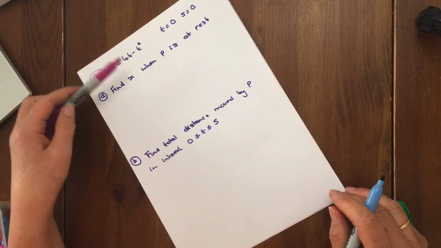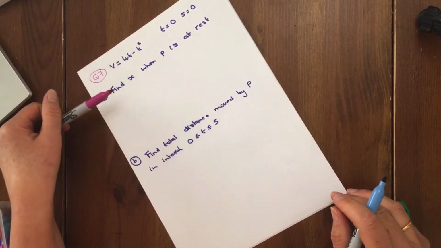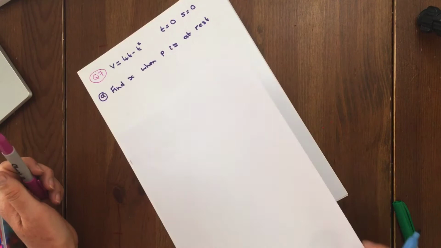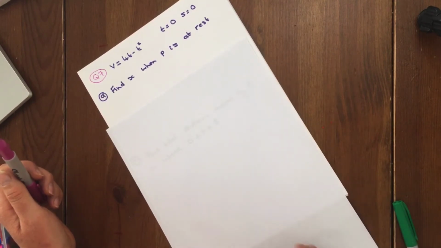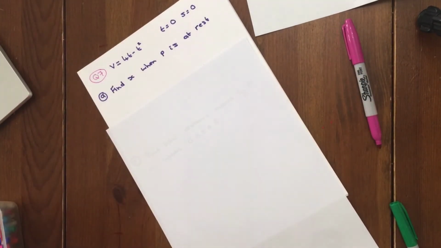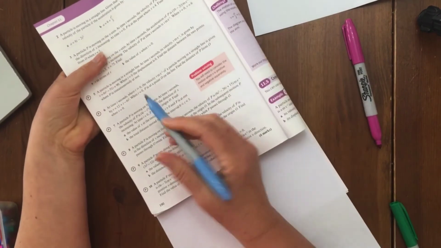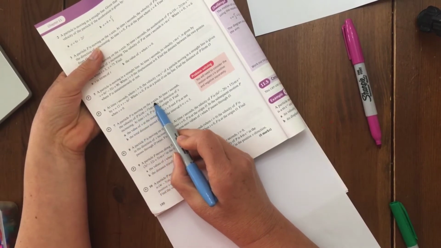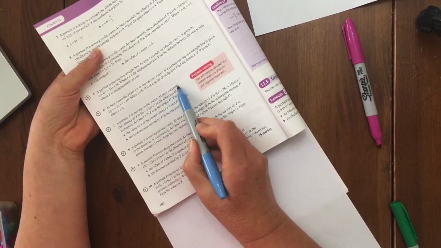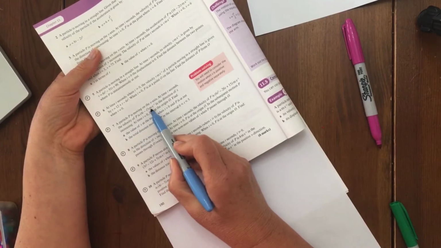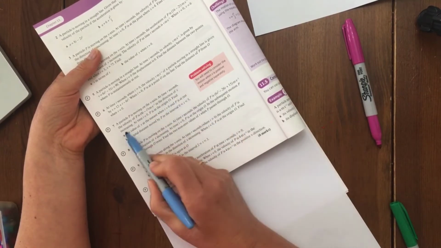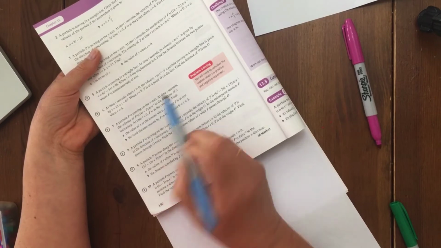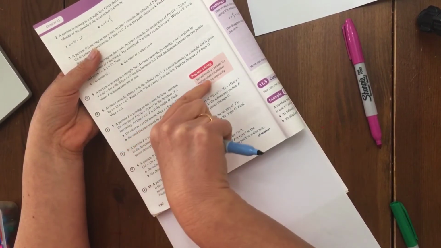I'm going to look at a harder question now, question 7. Okay, question 7 says find x when p is at rest. If we just find question 7 in the book, just read that through. A particle p is moving on the x-axis. At time t seconds, the velocity is this, in the direction of x increasing, i.e. moving along the x-axis in this direction.